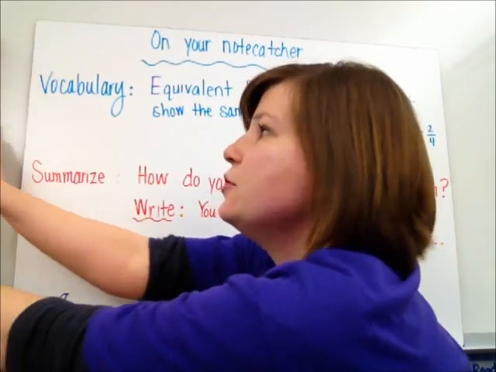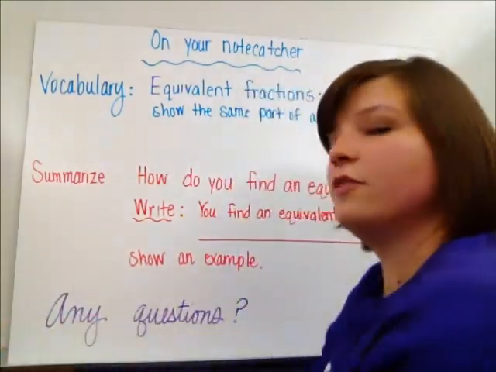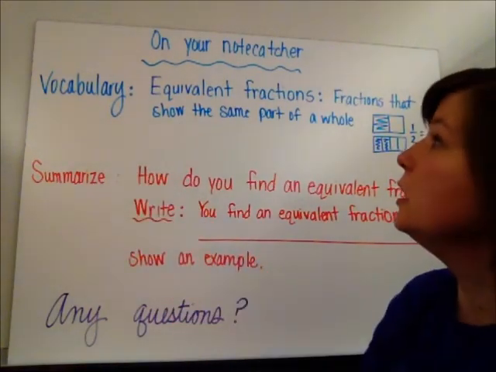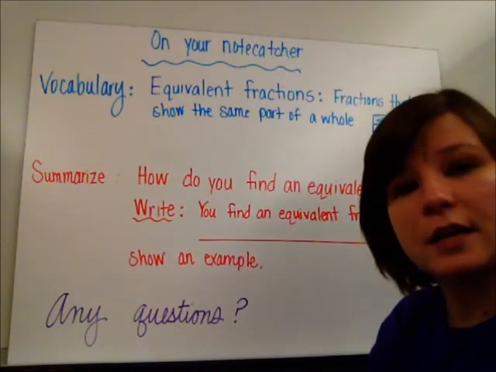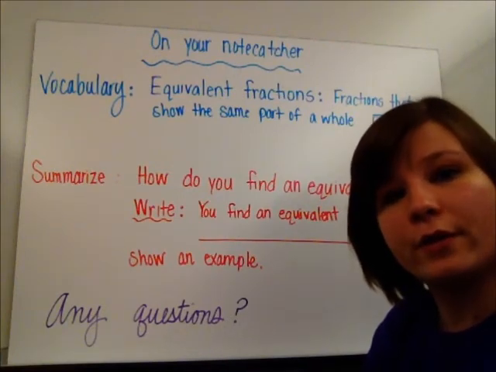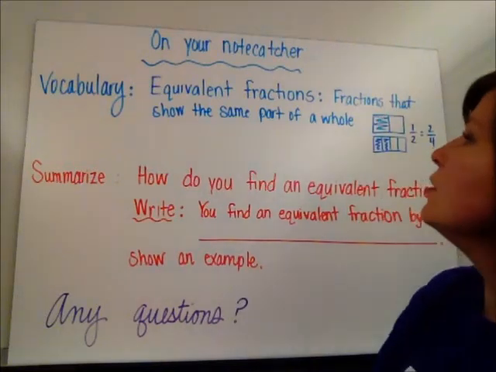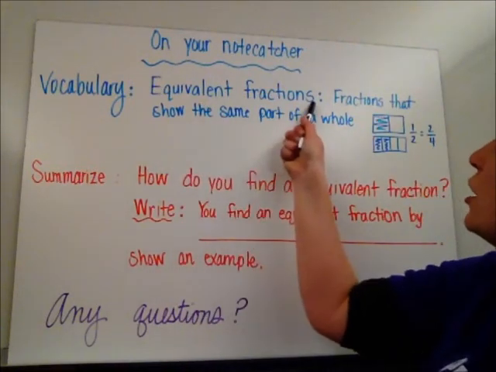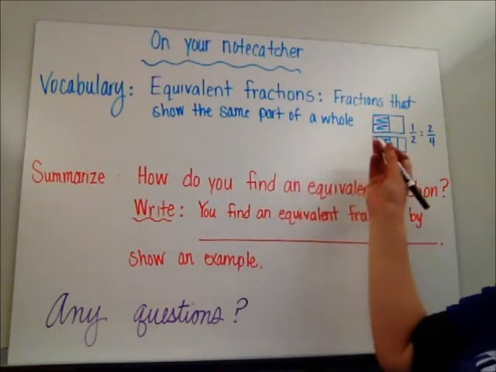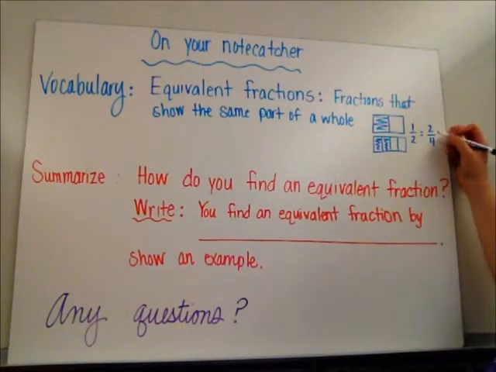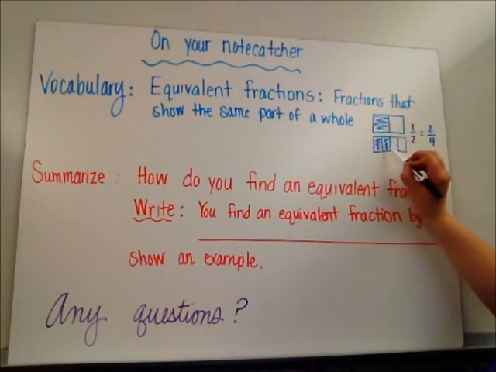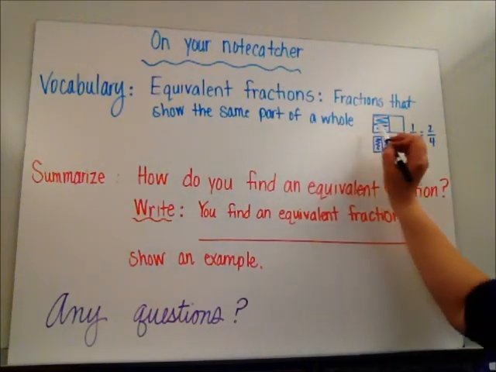And if you're not sure how to do it, you need to re-watch the beginning part of the video to help you. So on your note catcher, we do have one vocabulary word, equivalent fractions. I know we've talked about this one before, but I think it's really important to know what an equivalent fraction really is. So an equivalent fraction, this is your term, and here's your definition. Fractions that show the same part of a whole. So we know that 1/2 is the same as 2/4, and this is why. Because they show, this is 1/2 shaded in, this is 2/4 shaded in, they show the same part of a whole.